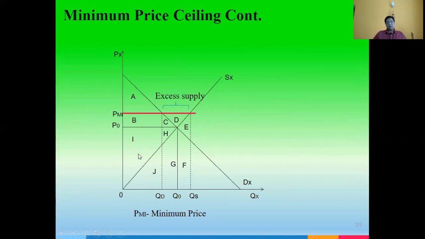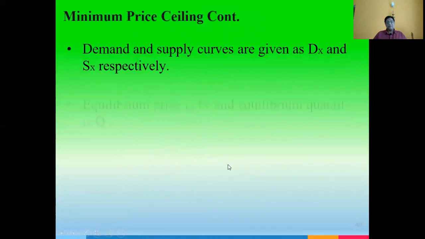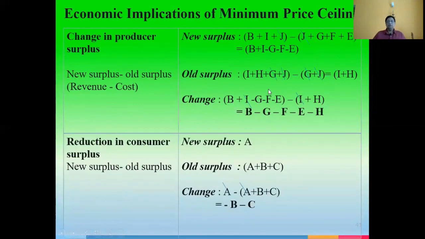New producer's surplus. This is the total revenue of the producers. This is the total cost of the producers. Then the difference is given by the producer's surplus. Now, B + I + J - J - G - F - E. We cancel out positive J with negative J because it is included in the cost of production.